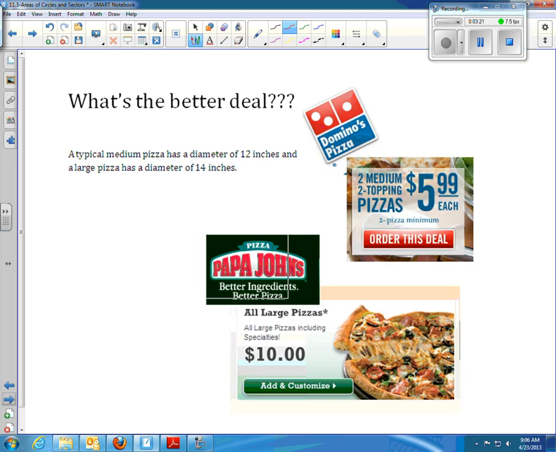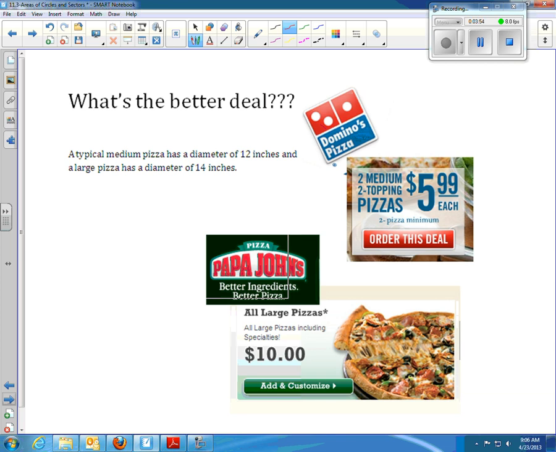All right, so here's the thing. We want to order pizza, so we want to make sure we're getting the best deal. So when we talk about the best deal, we're not talking about flavors, toppings, etc. We're purely talking about how many inches of pizza we can get per dollar. All right, a typical medium pizza has a diameter of 12 inches, and a large pizza has a diameter of 14. And the two deals we're going to compare is Domino's Pizza has 2 medium, 2 topping pizzas for $5.99 each. Papa John's has all large pizzas for $10.